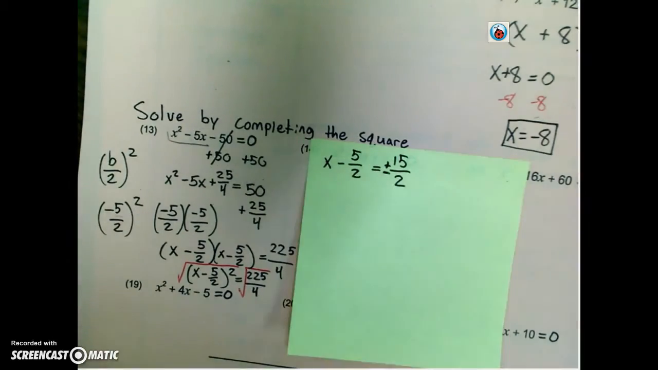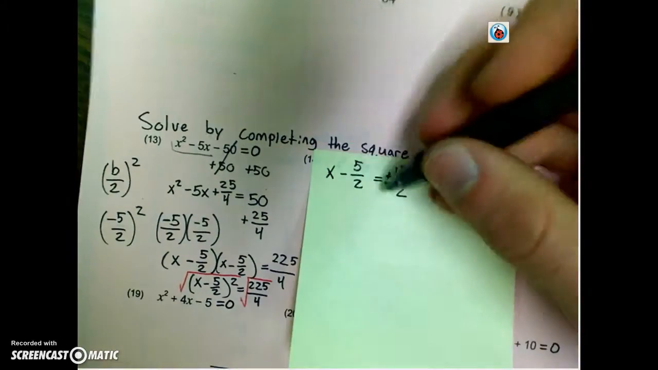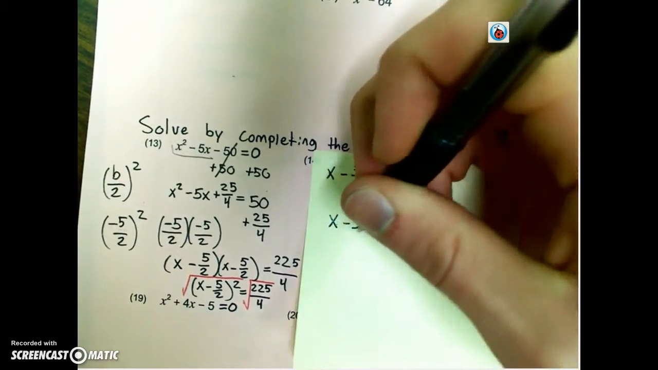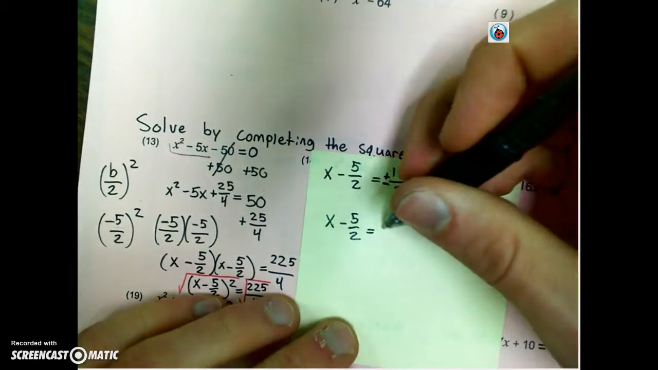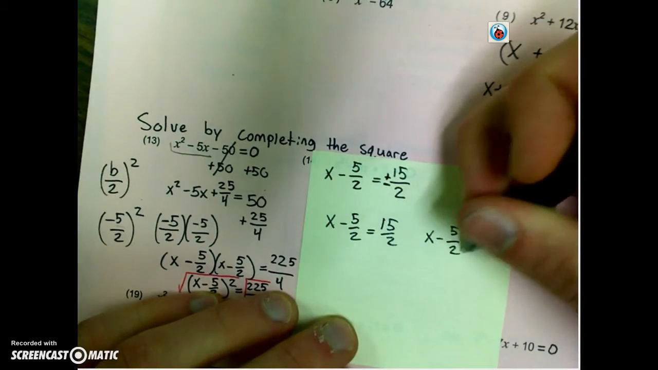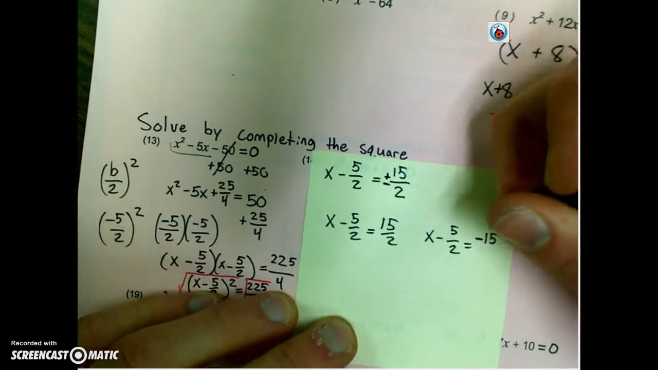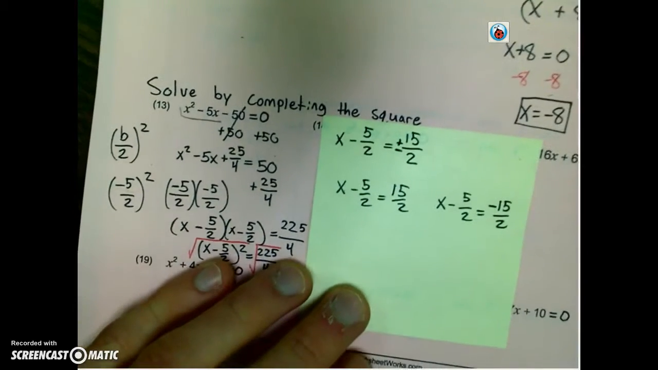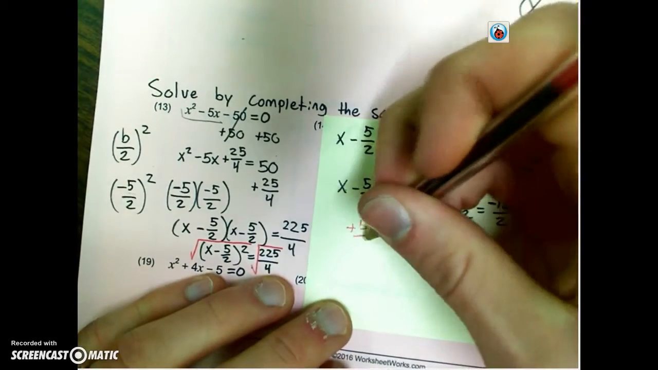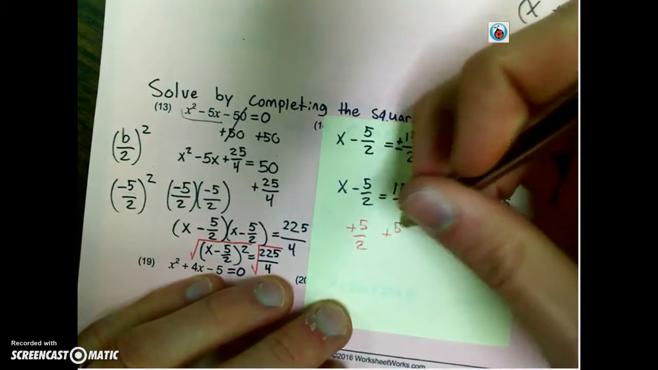Alright, so now when we go back to find our answer, here's how we can do it. We can split this up into two different cases. I'll have x minus 5 over 2 equal to positive 15 over 2. And I'll also have x minus 5 over 2 is equal to a negative 15 over 2. So now let's finish this up just like any other equation. I have to add a 5 over 2 to both sides.